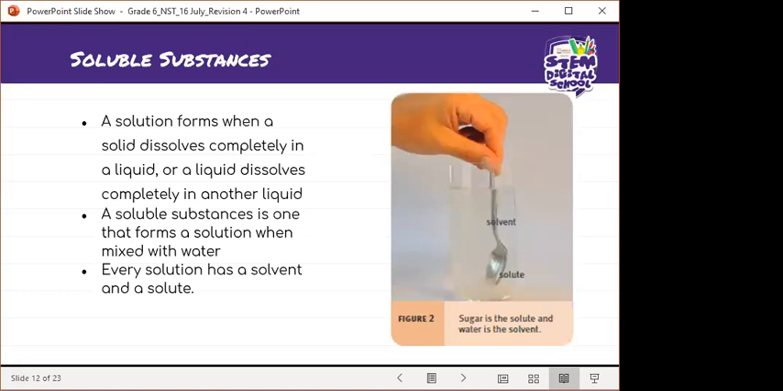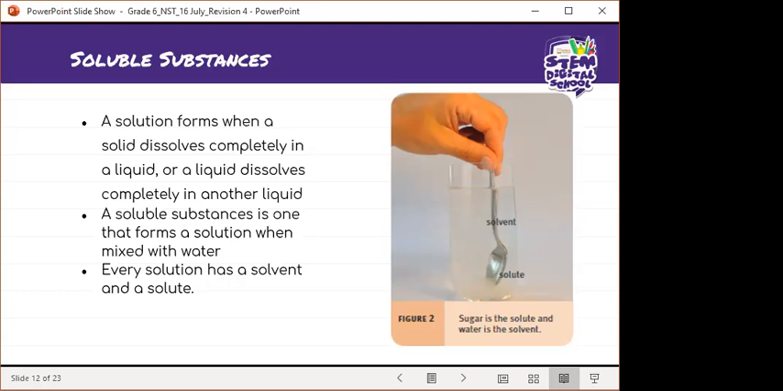Here we have an example of sugar and water, a sugar and water solution. The sugar is the solute and the water is the solvent. Very important to note that water is a very good solvent, and water is the example of a solvent that we'll be using in many of the examples that we will be doing.